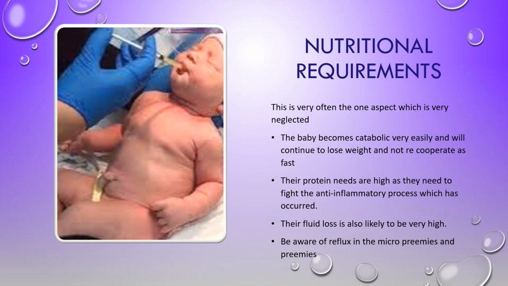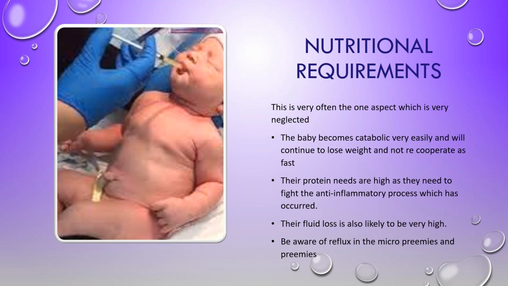Nutritional needs are very important. We go back to this whole discussion of low protein. Low protein is going to give you pulmonary edema quicker. A baby that is malnourished is going to be at risk. It is often neglected. The baby becomes catabolic very easily and very quickly and will continue to lose weight. Their protein needs are high to fight the inflammatory process which is occurring, and their fluid losses may also be high. Also be aware that reflux could be problematic here.